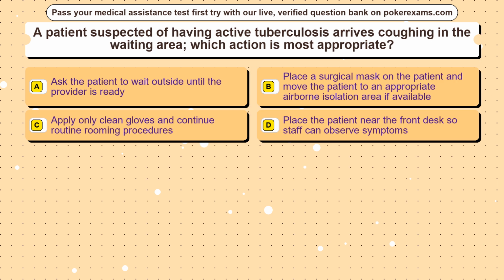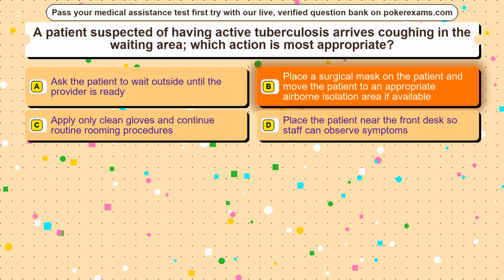Question 43. A patient suspected of having active tuberculosis arrives coughing in the waiting area. Which action is most appropriate? Option A, ask the patient to wait outside until the provider is ready. Option B, place a surgical mask on the patient and move the patient to an appropriate airborne isolation area if available. Option C, apply only clean gloves and continue routine rooming procedures. Option D, place the patient near the front desk so staff can observe symptoms.